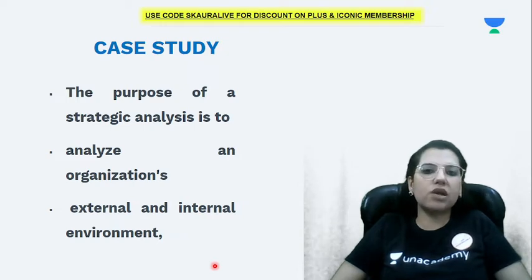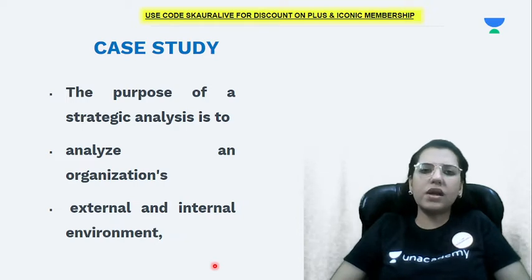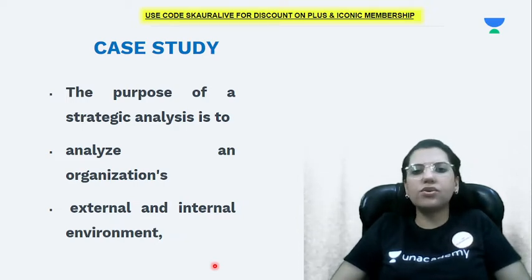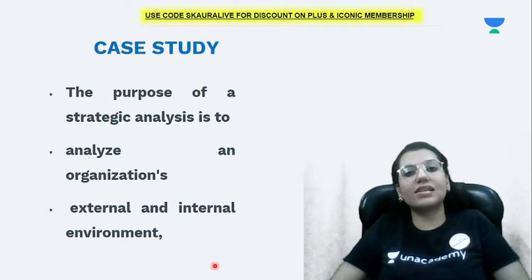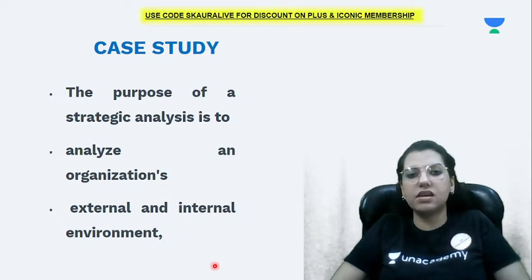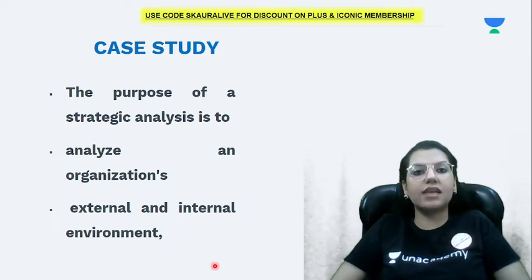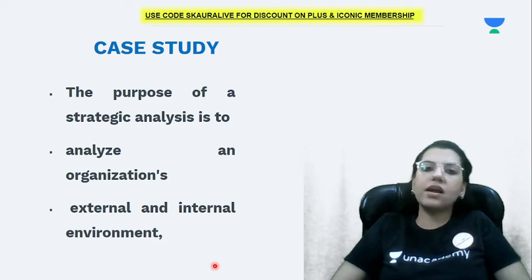Like PMOs and all, they are usually into strategic management. Now, what is the purpose of a strategic analysis? What do you do in a strategic analysis? You analyze an organization's external as well as internal environment. By external, I mean your competitors. What are the products or benchmarks that they are creating? Then you need to compare your product with them. There are a lot of factors.